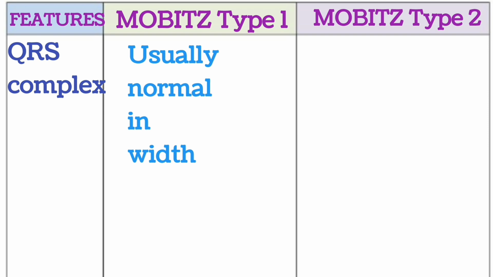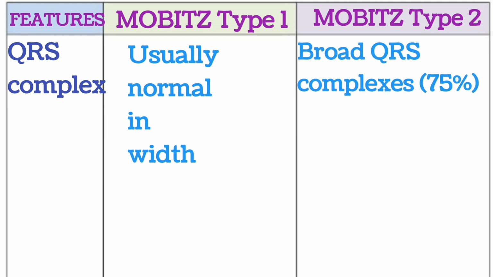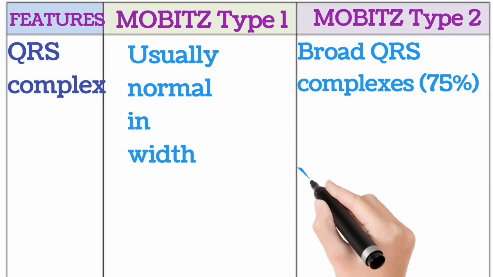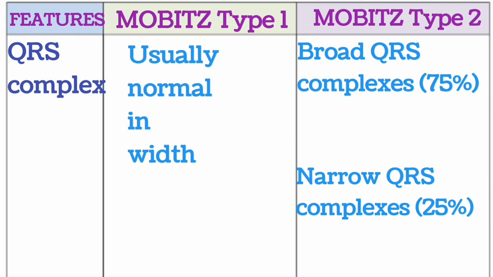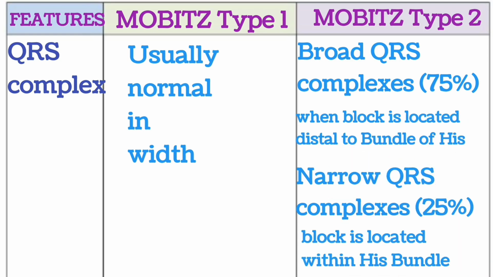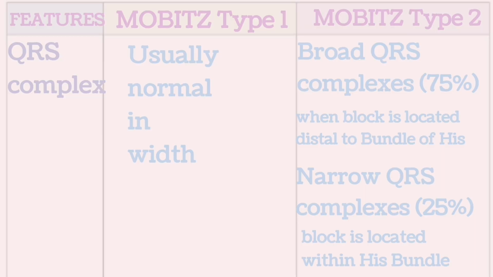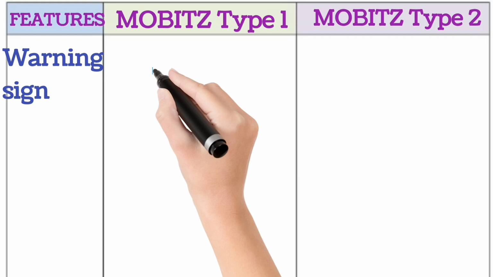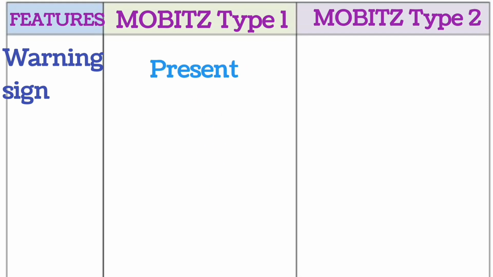In Mobitz type 2, the morphology of the QRS complex depends upon where the conduction block is located. In around 75% of the cases, the conduction block is located distal to the bundle of His, which produces a broad QRS complex. In the remaining 25% of cases, the conduction block is located within the His bundle itself, which produces a narrow QRS complex.